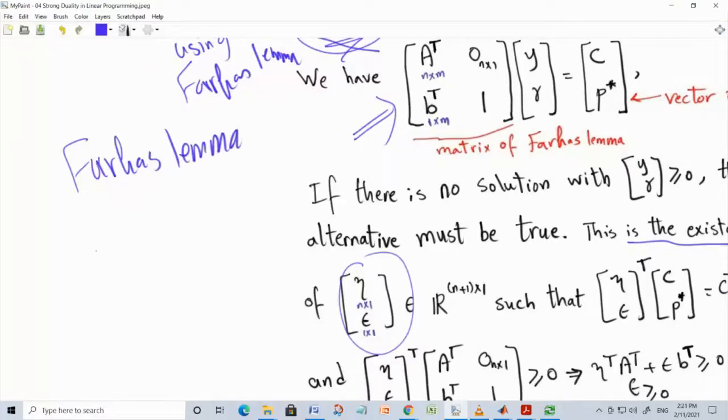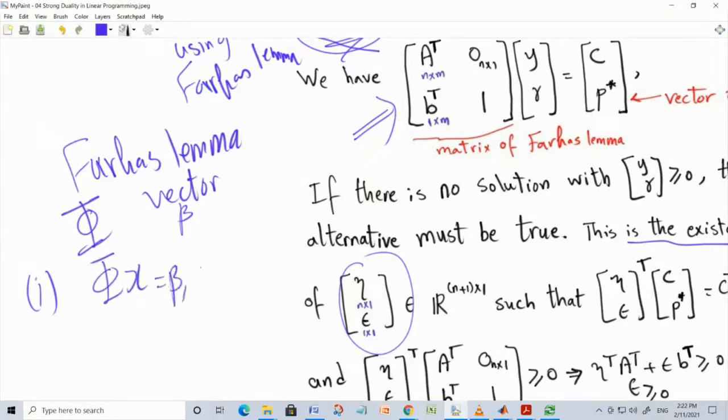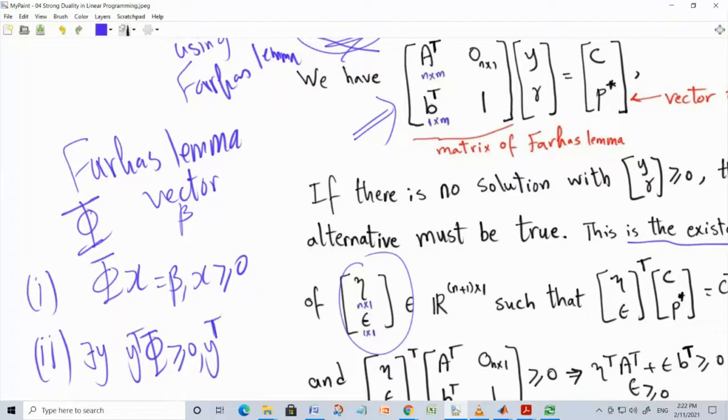And let's basically use different names for the variables. So you get phi and vector, let's say beta. Farkas Lemma tells you there are two statements. Basically that phi x is equal to beta and x is non-negative, so you can express beta as the matrix multiplied by a non-negative vector. Or, remember what was the second alternative? The second alternative is that there exists a y such that y transpose phi is non-negative and y transpose beta is less than 0. So that's the Farkas Lemma.